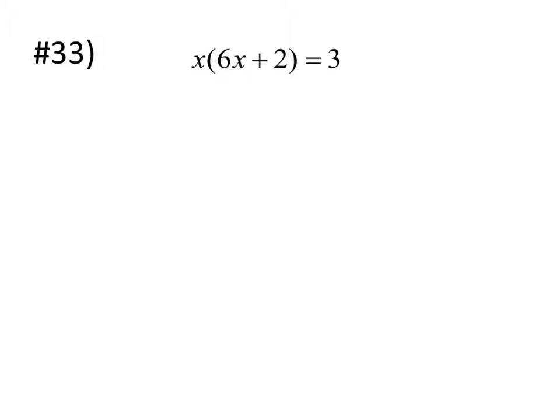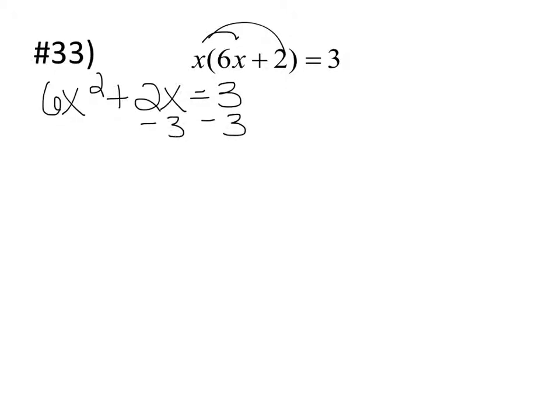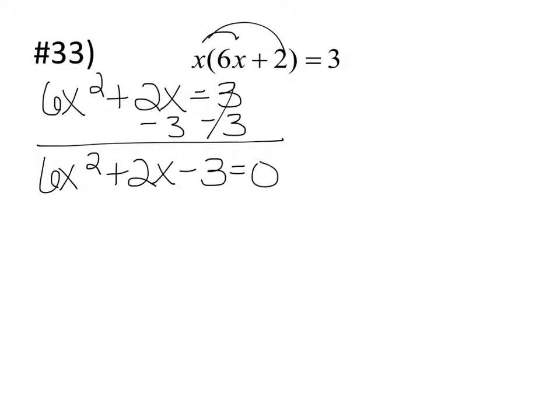All right, number 33 says x times 6x plus 2 equals 3. So first I need to distribute my x, which gives me 6x squared plus 2x equals 3. If I want to use the quadratic formula, I need to move the 3 over to the left side, so I subtract 3 from both sides, leaving me 6x squared plus 2x minus 3 is equal to 0. A, B, and C off to the side. A is 6, B is 2, C is negative 3.